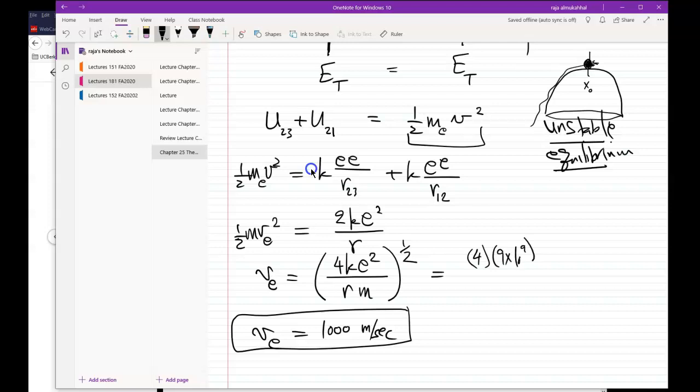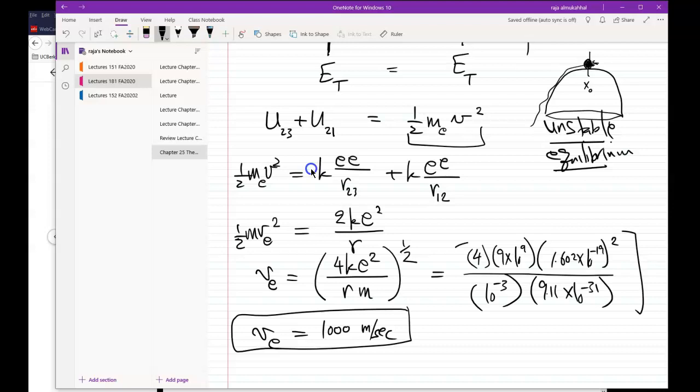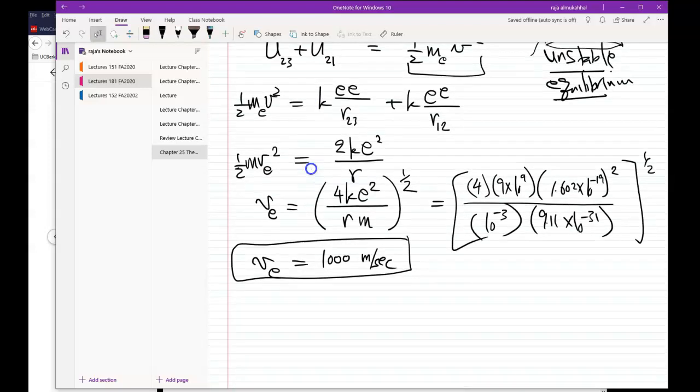9 times 10 to the 9, the fundamental charge 1.602 times 10 to the negative 19 squared, divided by the distance, which is 1 millimeter, which is 10 to the negative 3, times the mass of the electron, 9.11 times 10 to the negative 31, and then all of that under the root. You can calculate with me. Let me just go ahead and calculate right now.